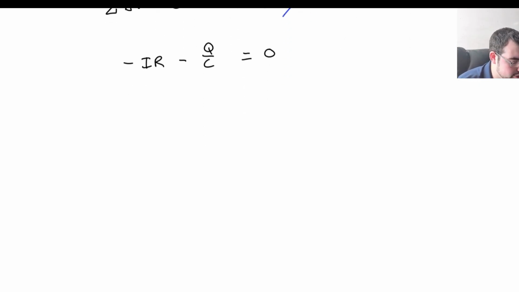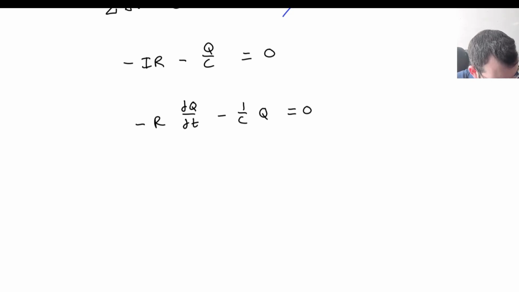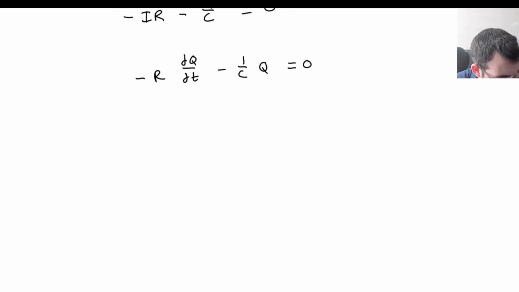And this is not a differential equation yet, so we've got to write this as negative R dq/dt minus 1 over C times Q is equal to 0. So we can get dq/dt will be equal to negative 1 over RC times Q.